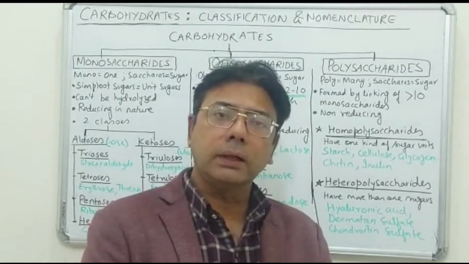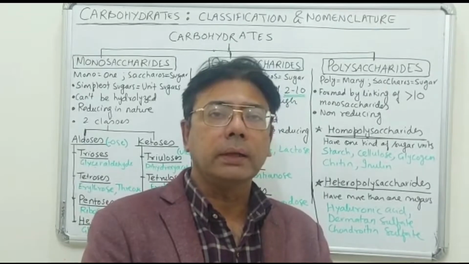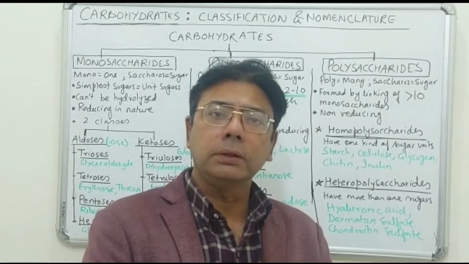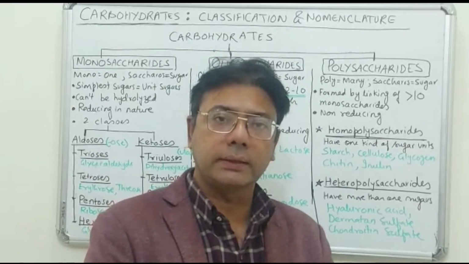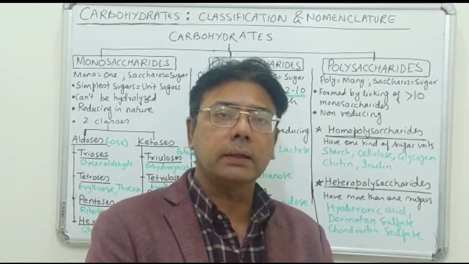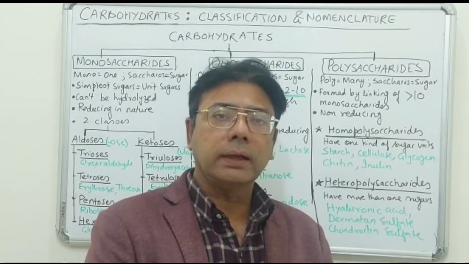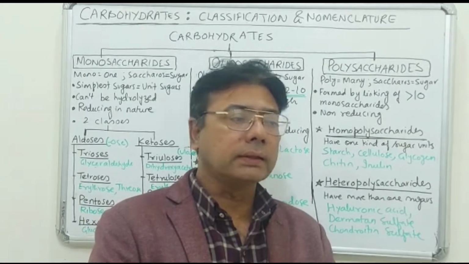Towards the end of this, I'll explain one more term, and that is very frequently used. Students, you might have read about mucopolysaccharides. So mucopolysaccharides are polysaccharides which have nitrogenous sugar in them. So one example is chitin.